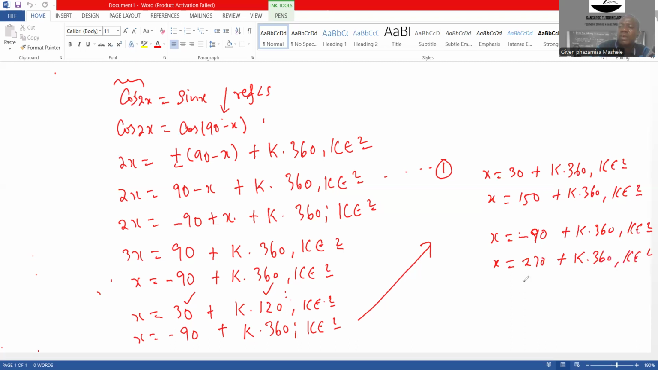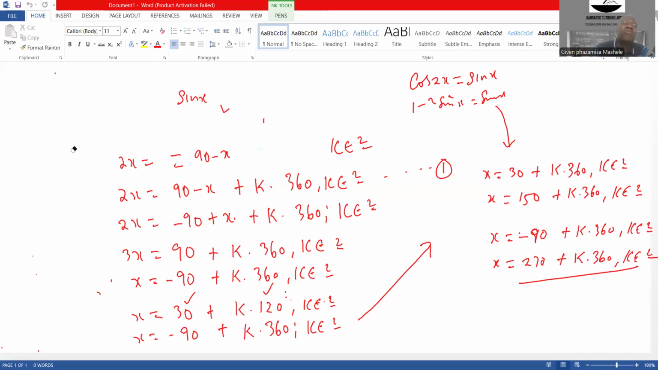You see, that is the same answer as the one we got earlier, where we expanded cos 2x into 1 minus 2 sine squared x and then factorized. You can also use it, it's still fine. Remember, when you're dealing with trigonometry, you can factorize, you can use the quadratic formula. There's no problem with that, as long as you're able to get the answer.